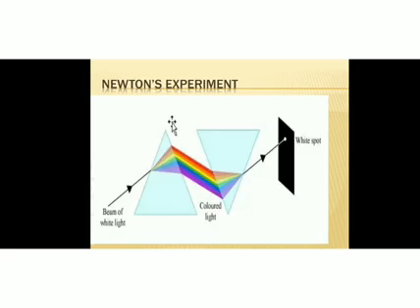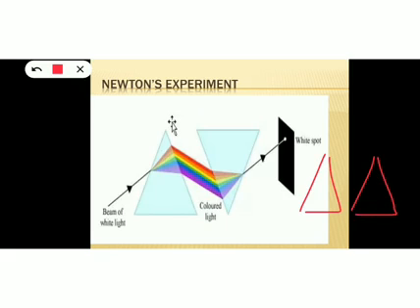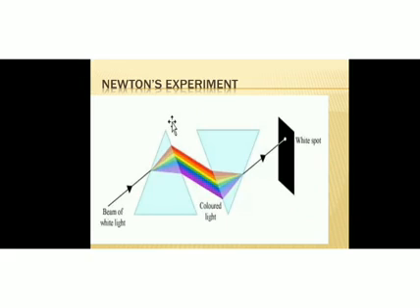Whenever Newton placed a second glass prism similar to the first glass prism, like this, when Newton placed 2 glass prisms like this, he could not get any more colors. But Newton placed a second glass prism in an inverted position with respect to the first glass prism, as shown in the figure. Now what happened? Then he allowed all the colors of the spectrum to pass through the second prism.